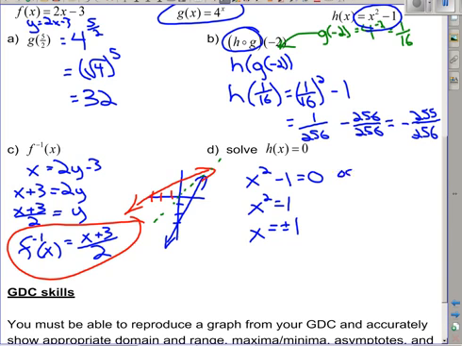Another option here, which would save you from the possibility of missing that -1, would be just to factor x squared minus 1 and call it x plus 1, x minus 1. Difference of squares gives us solutions of -1 and +1.